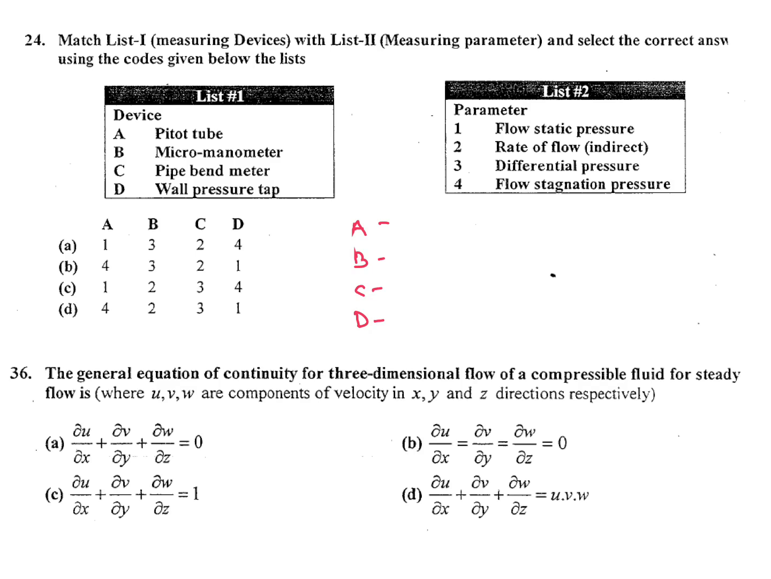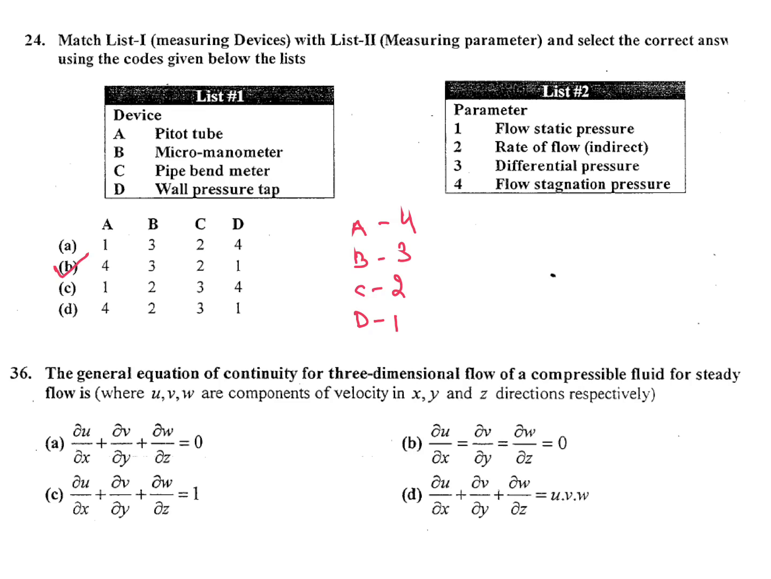A, pitot tube, measures stagnation pressure. This is very important. Then B, micromanometer, is 3, differential pressure. Then C, pipe bend meter, indicates rate of flow; indirectly we can measure rate of flow. So C is 2. Then D is 1: wall pressure tap measures flow static pressure. So the answer is 4, 3, 2, 1. So B is our answer.